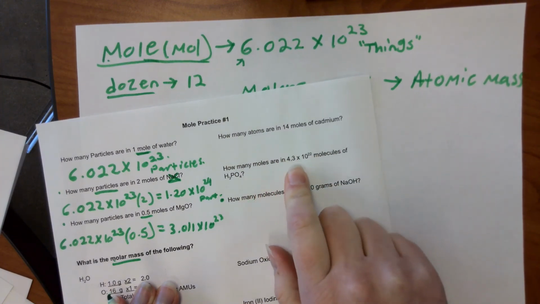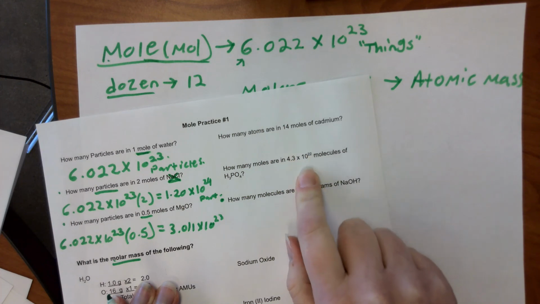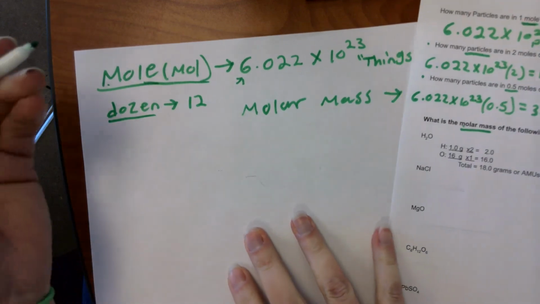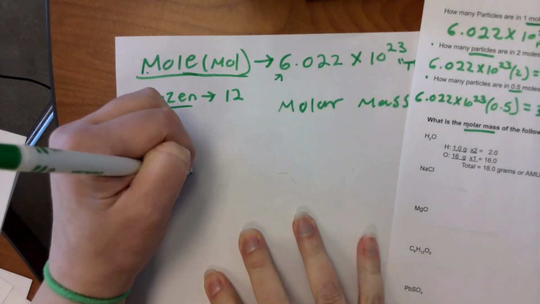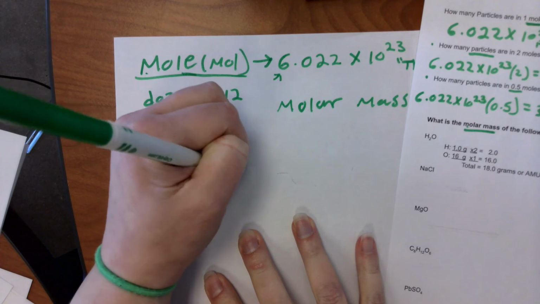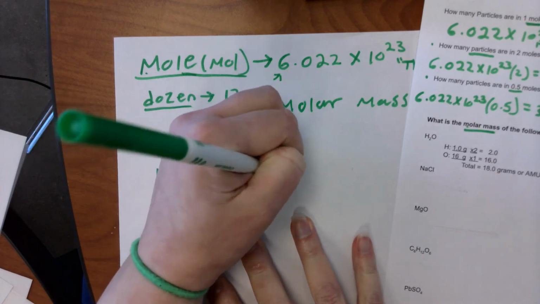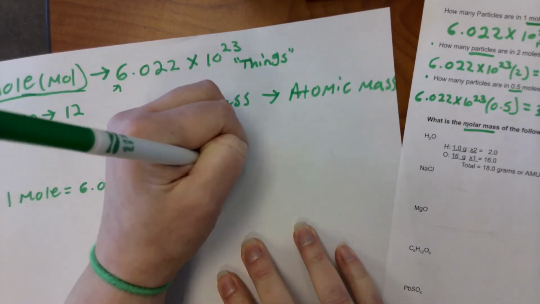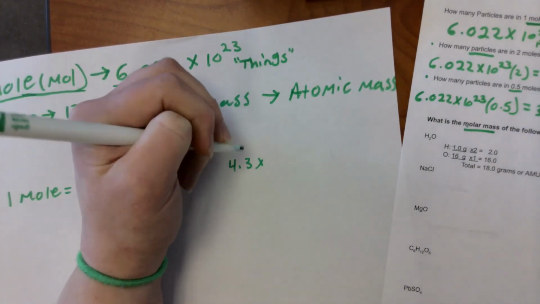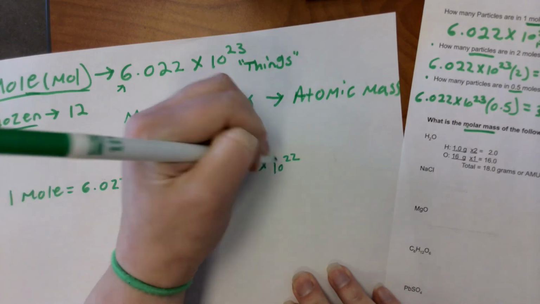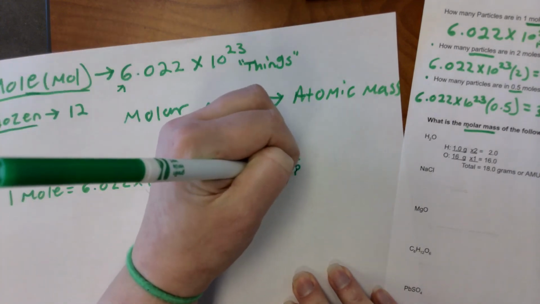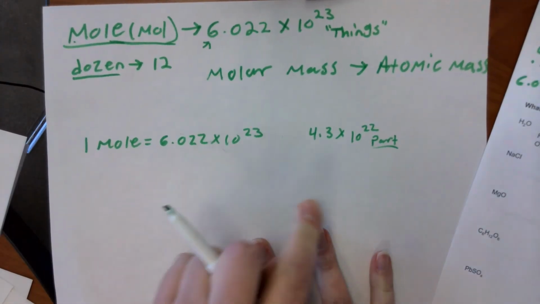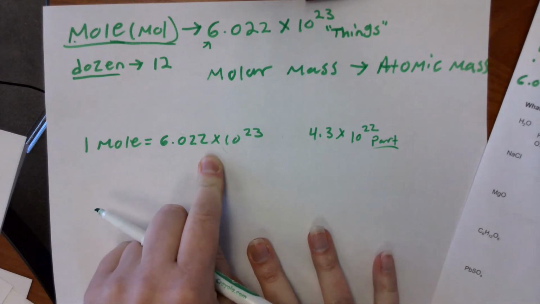This one, how many moles are in that many molecules? This one you might think is strange, but all you have to do is understand that 1 mole is 6.022 times 10 to the 23rd. You have 4.3 times 10 to the 22nd particles or things. All you have to do is see how much this is out of that.